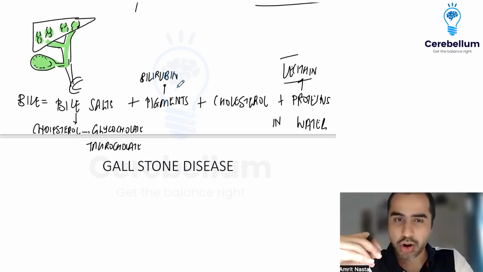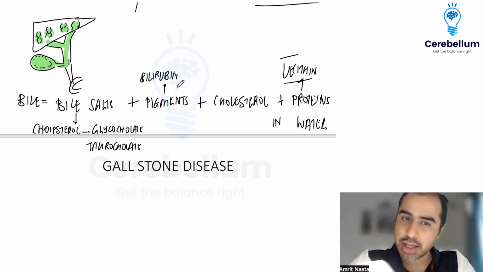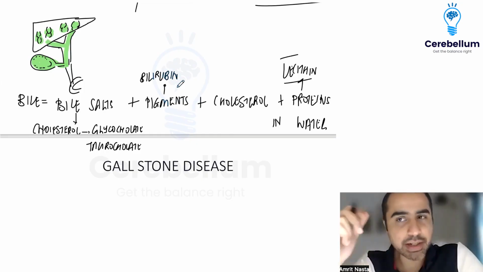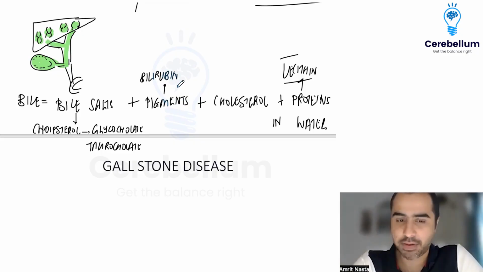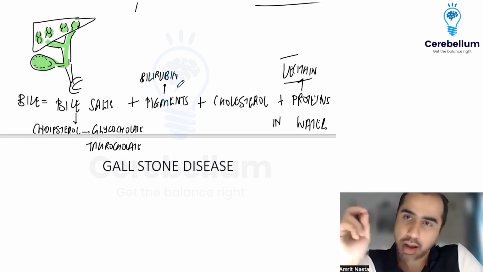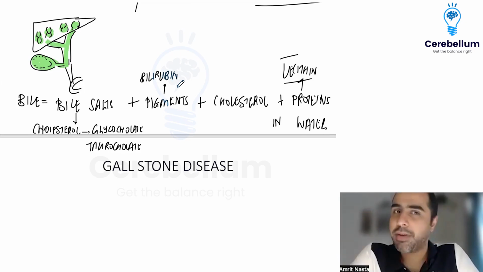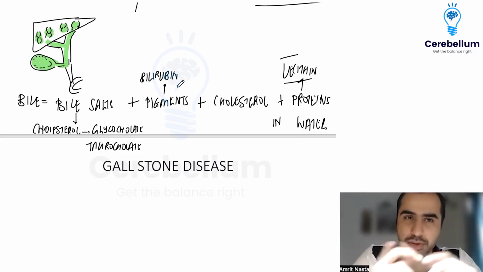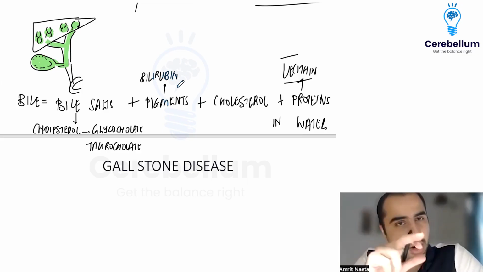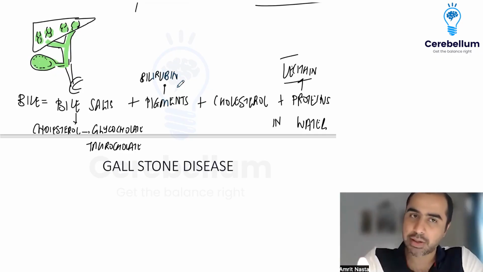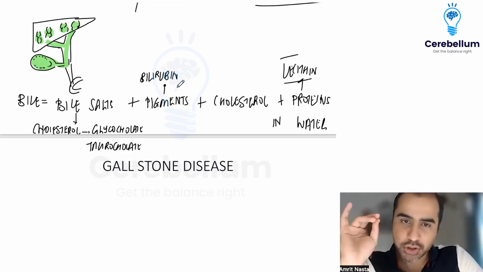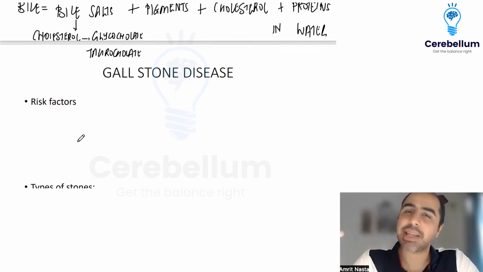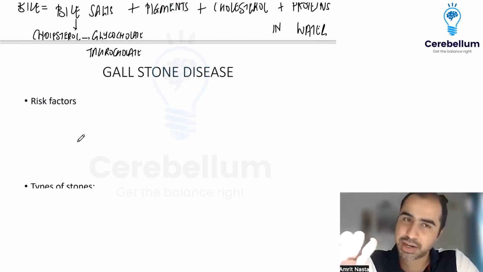So if I have to get gallstones, this bile concentration has to go up and down. If you have studied renal stones, which we will study in the next half of our FMG, renal stones are formed in a similar way. Urine concentration changes and you get oxalate stones, phosphate stones. It's because of change in urine. Similarly, gallstones or biliary stones happen because of change in bile. If you know this part, the risk factors become very easy.